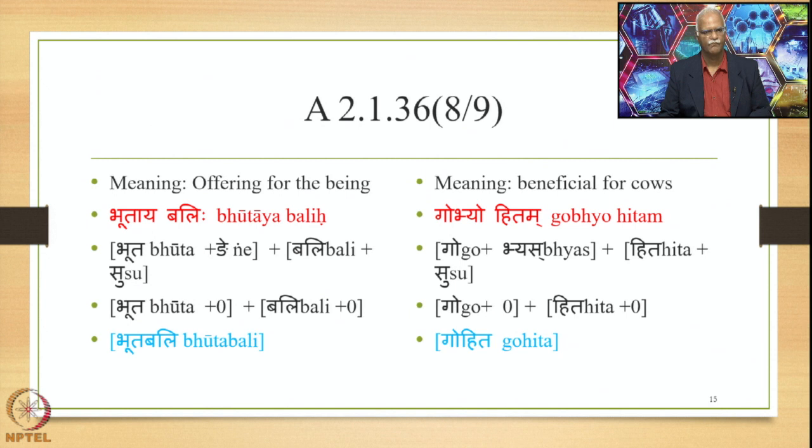Then we have the meaning offering for the being, bhutaya balihi. Bhuta is any being, bali is the offering. So bhutaya balihi. Now from this laukika vigraha, we go to the alaukika vigraha and we have bhuta plus nge plus bali plus su. Because this is a samasa, this is also a pratipadika, and so nge and su are part of the pratipadika, and so supodhatu pratipadika yoho applies and deletes nge and su, and so we get bhuta plus bali, and then finally when we join them together, we get bhuta bali as the finally derived form of the compound.